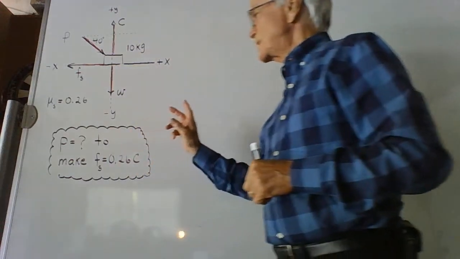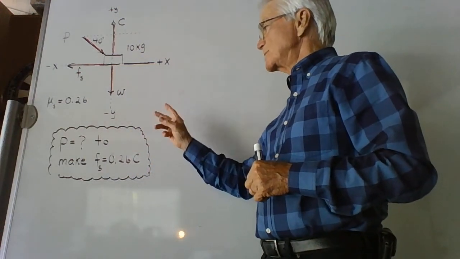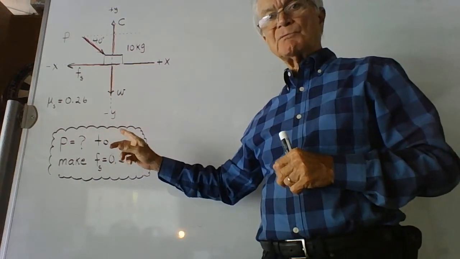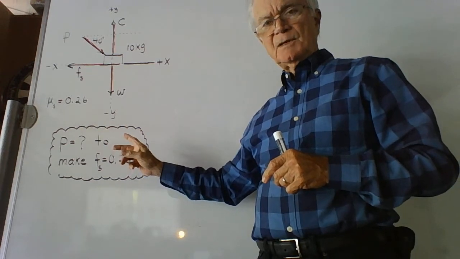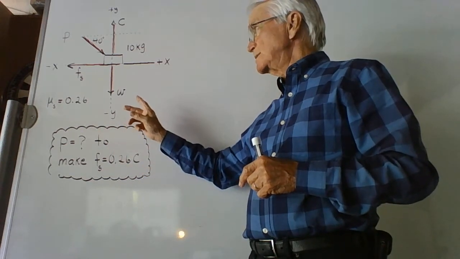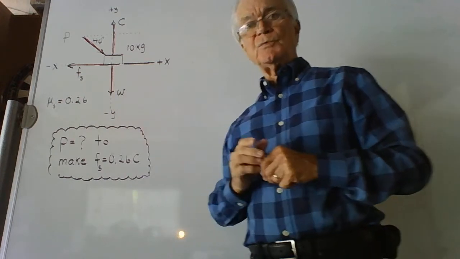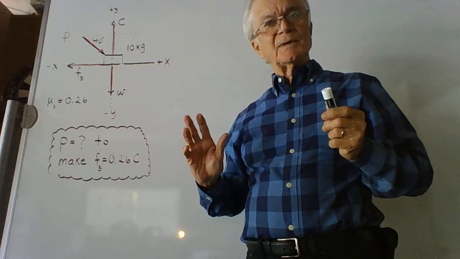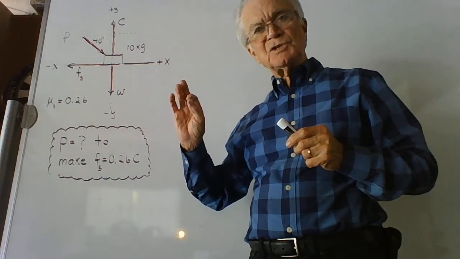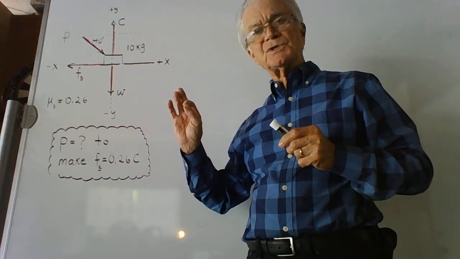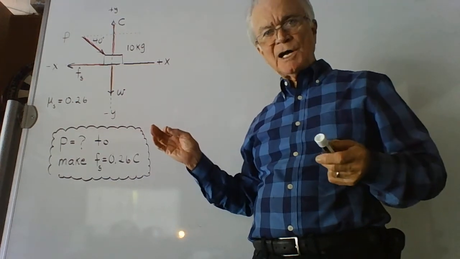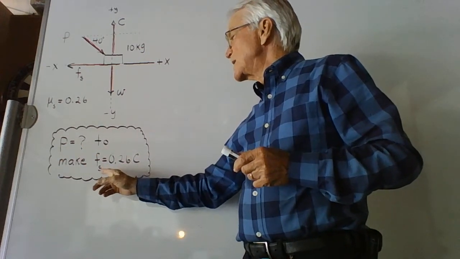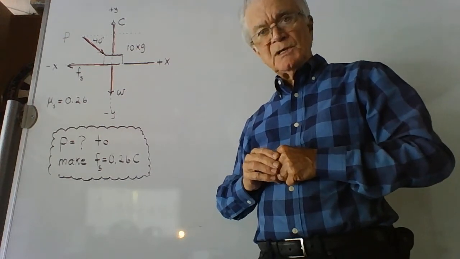The question we wish to ask, as I've already suggested, is what value of the pushing force will put the block right on the verge of sliding? When the block is right on the verge of sliding, the frictional force will have grown to its maximum value, can grow no more. And if it can grow no more, a slight increase in the current value of the pushing force will cause the block to slide. So we ask the question, what must be the pushing force when the static friction is as large as it's ever going to be?